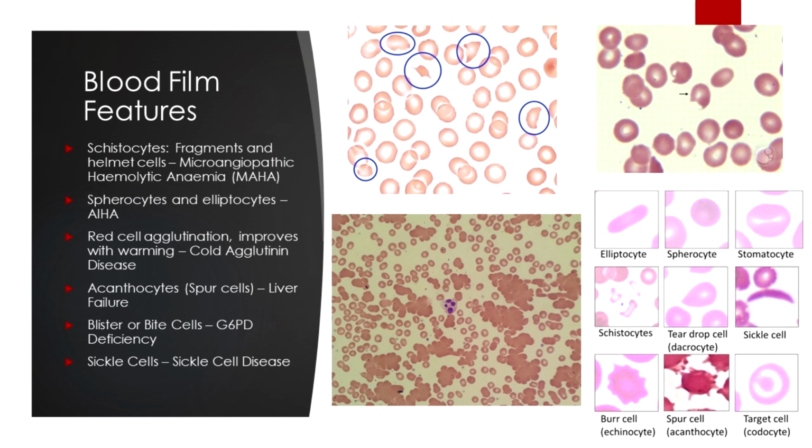Then you can see acanthocytes, they're spur cells, which are found in liver failure, so spur cell anemia. You can also see blister or bite cells related to oxidative damage like G6PD deficiency. And then you can see actual sickle cells, which of course relate to sickle cell anemia. So lots of real richness of information that we can glean from the blood film. Let's talk a little bit more about the direct antiglobulin test. As I said previously, the direct Coombs test.